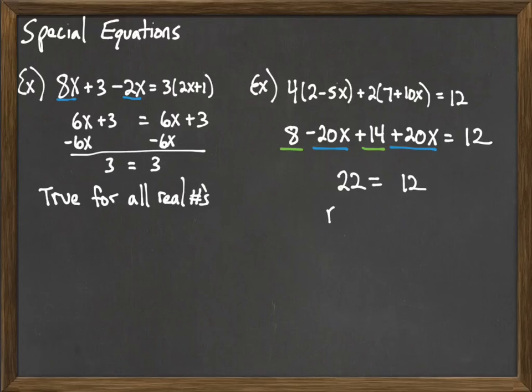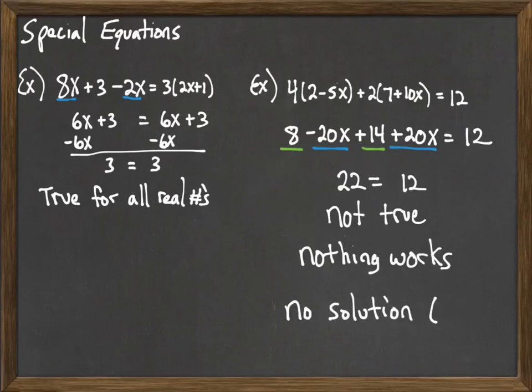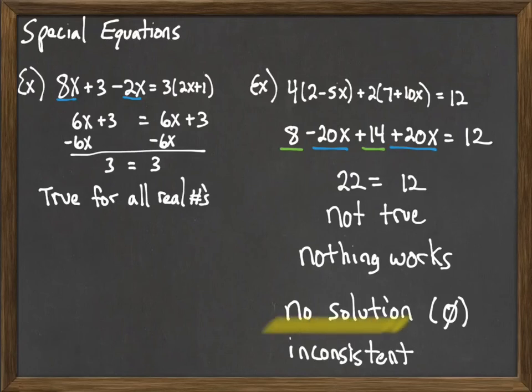So this is not true. This is not a true statement. 22 is not the same as 12. And so here we would indicate that nothing works. Or alternatively, we'd say there is no solution. That's the common answer for this. Some textbooks use this little symbol, a 0 with a slash through it, to indicate no solution.